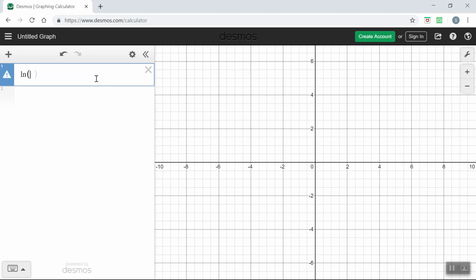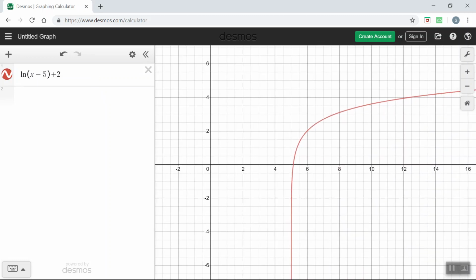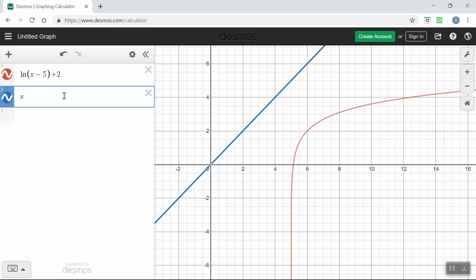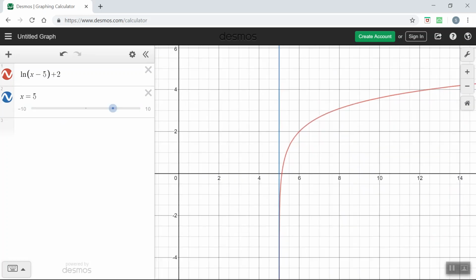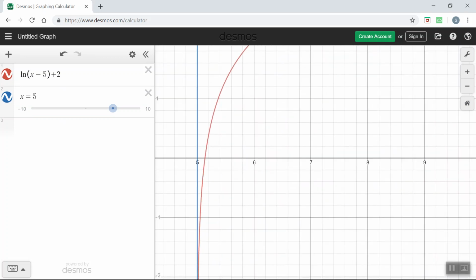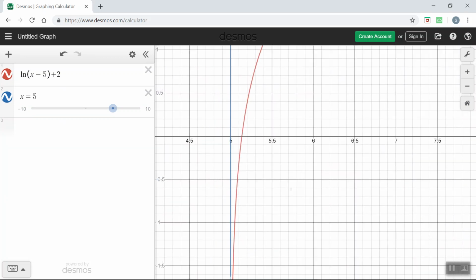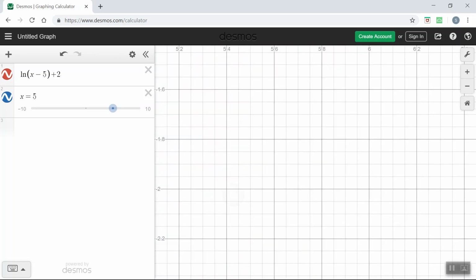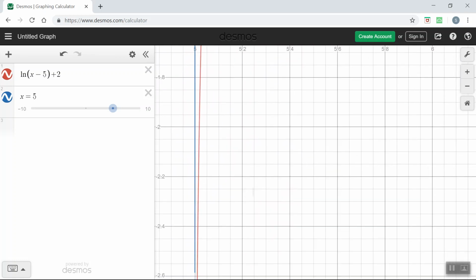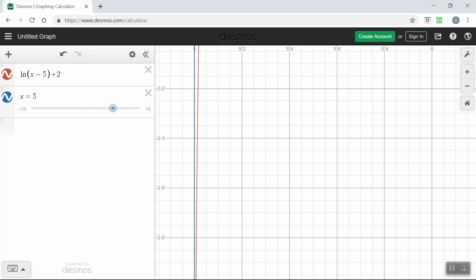So the natural log of x minus 5 plus 2. Scroll over, this is the graph in red. And below it, I'm going to graph the asymptote. So x equals 5. You see that's a blue line. They look like they touch, but as you zoom in and they get closer, that red line gets closer and closer to the blue line, but never actually touches. The more you zoom in, the closer and closer it gets. And that's what an asymptote does, but it never actually crosses it.